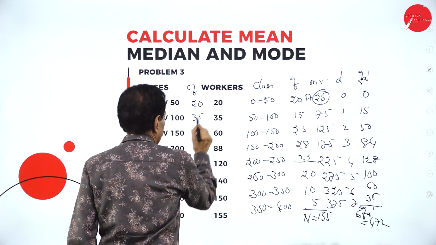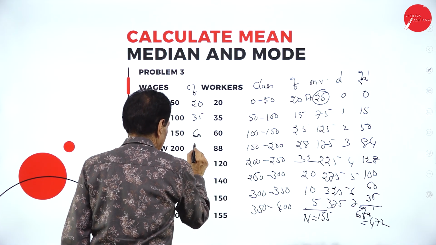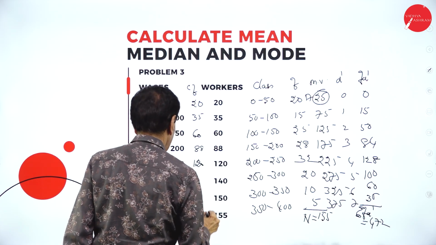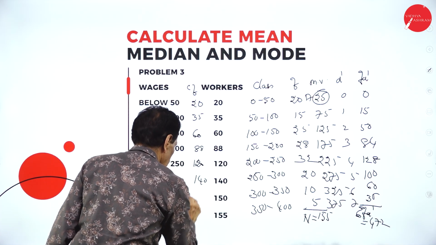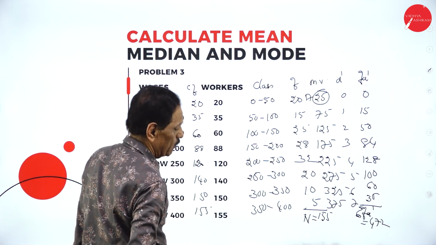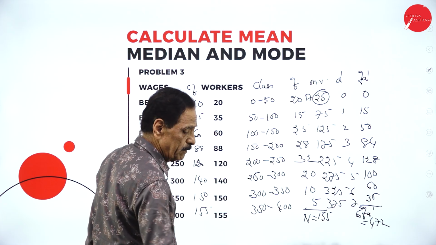35, 60, 88, 120, 140, 150, 155. Given is the frequency. Okay. We'll move on to the problem now.